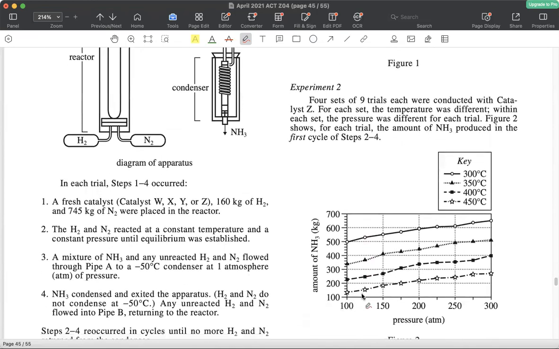Experiment 2, 4 sets of 9 trials each were conducted with catalyst Z. For each set, the temperature was different. Within each set, the pressure was different for each trial. Figure 2 shows for each trial the amount of ammonia produced in the first cycle of steps 2 to 4.